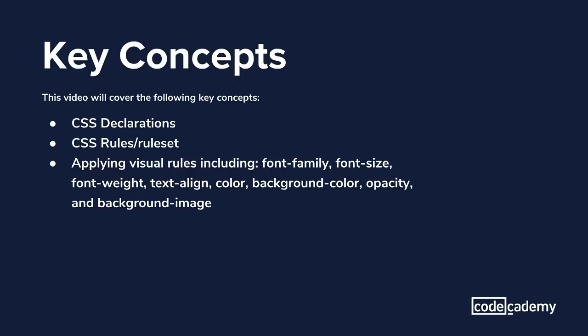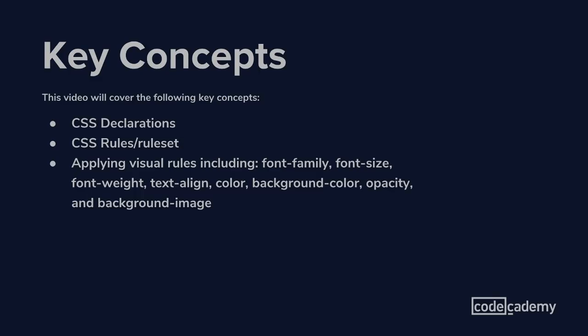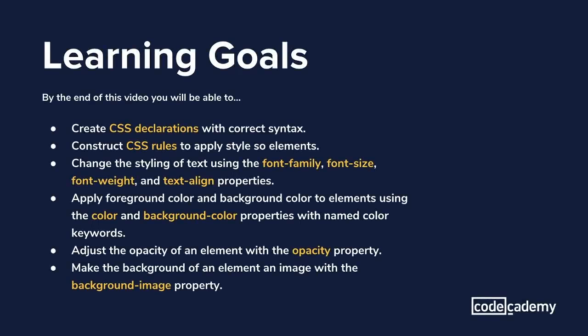Before getting started, I want to go over the key concepts we'll cover, which are CSS declarations and rules, and using CSS properties to change the look of our sites. By the end of the video, you should be able to create CSS declarations, construct CSS rules, change the styling of text using multiple CSS properties, apply foreground and background color to elements, adjust the opacity of an element, and use an image as the background of an element.